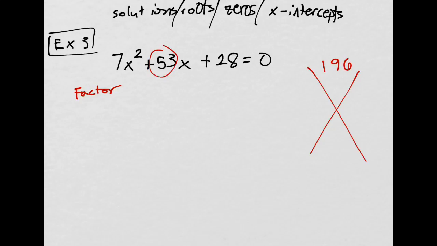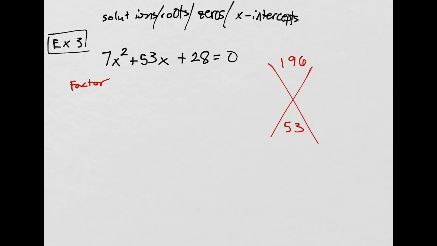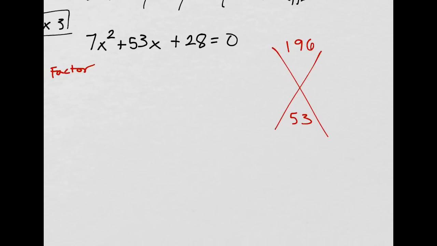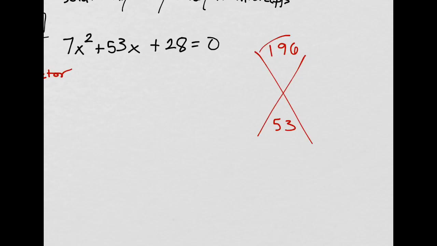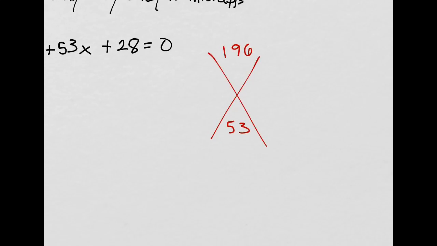That's 196. And then 53. It's just 53. What am I going to do with that? I'm just going to try and start to find numbers that multiply and get 196, but add or subtract to get 53. And I just have to try. I'm going to write these down. Normally, you don't have to write them down. You just do them in the calculator.